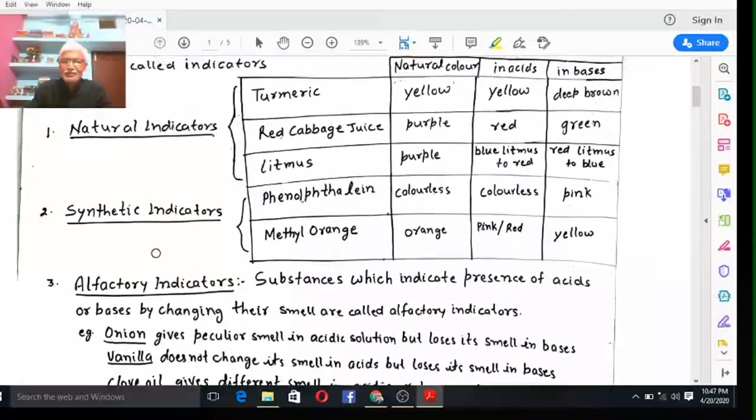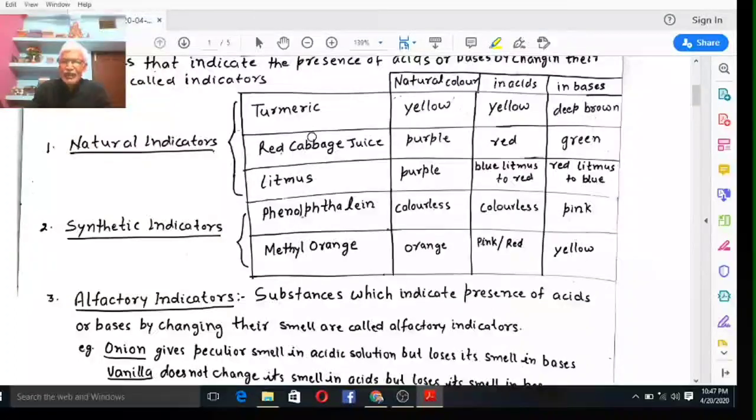Natural indicators are turmeric, red cabbage juice, and litmus. We have to remember what their color will be in acids and bases. Turmeric: its natural color is yellow. It does not change its color in acids but becomes deep brown in bases.